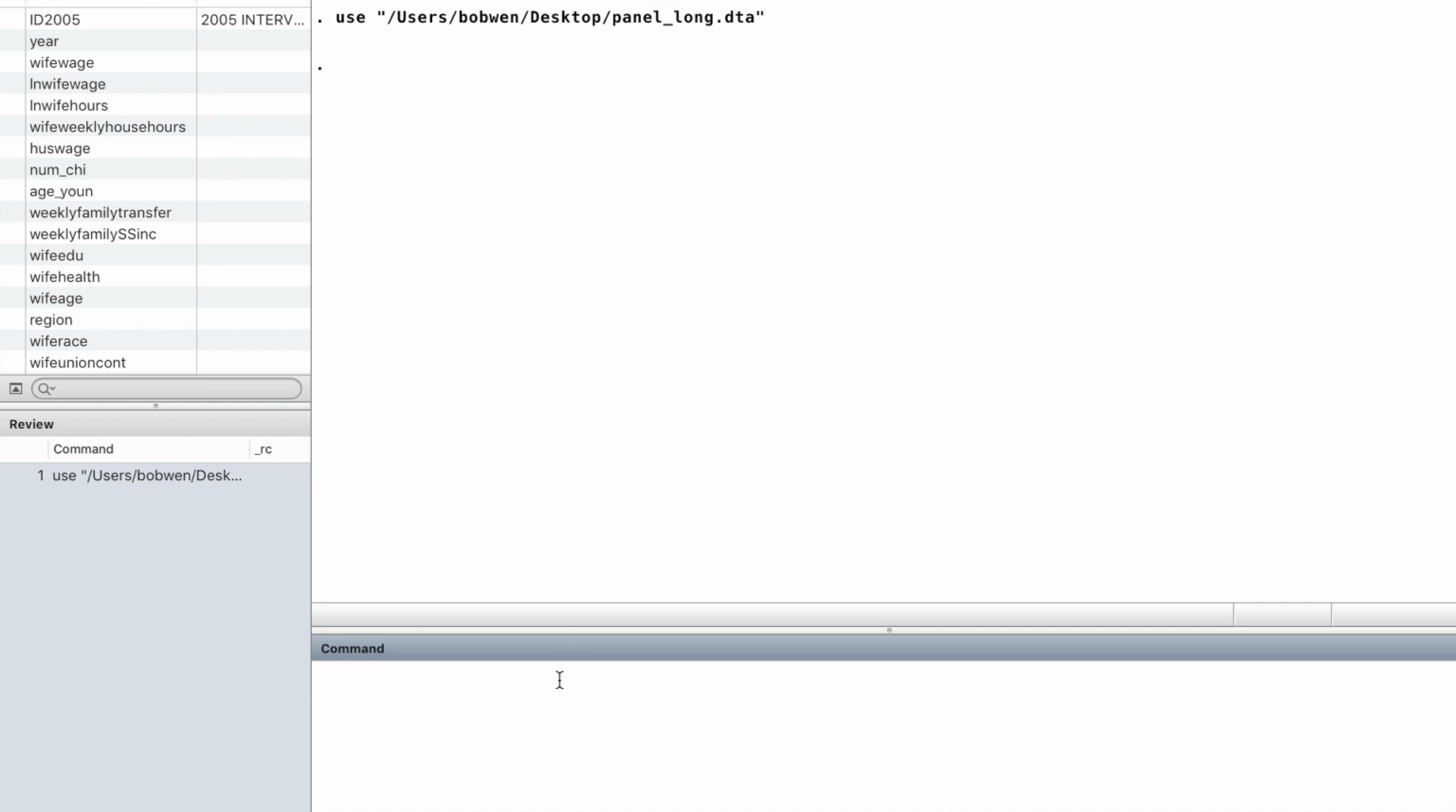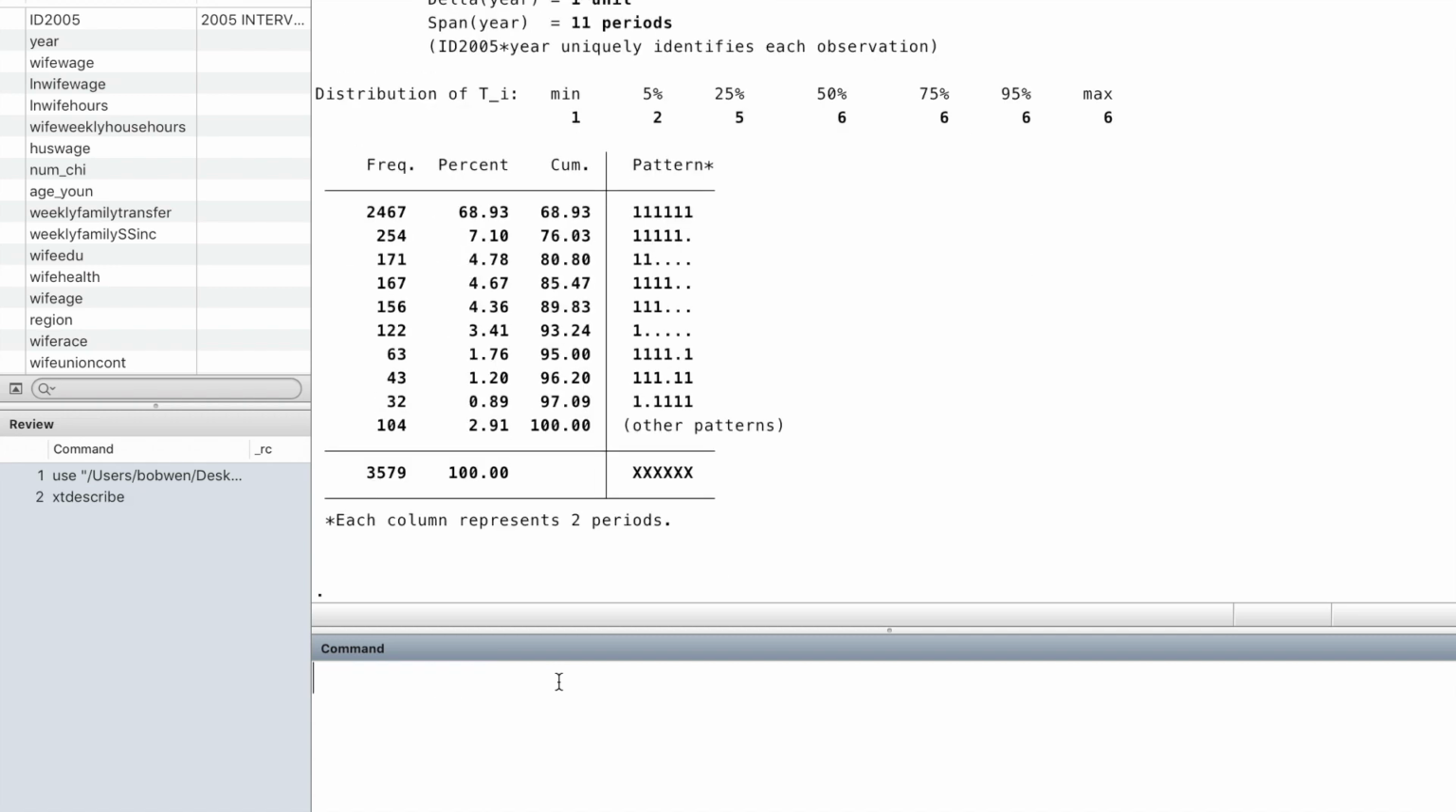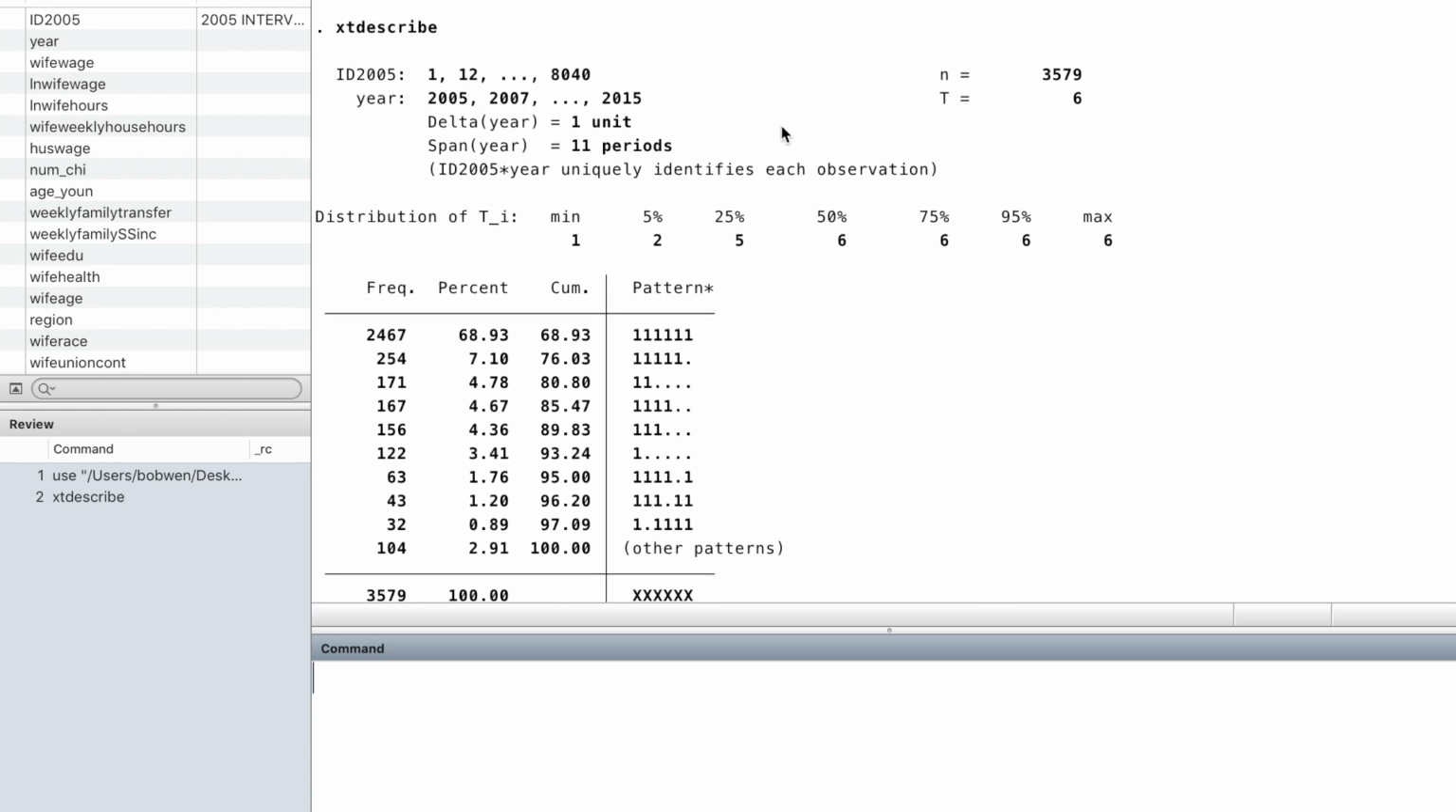Then we type xtdescribe. It tells us the pattern of the panel data. There were 3,579 women in our data, and there were 6 observation years. It also shows the distribution of T_i.